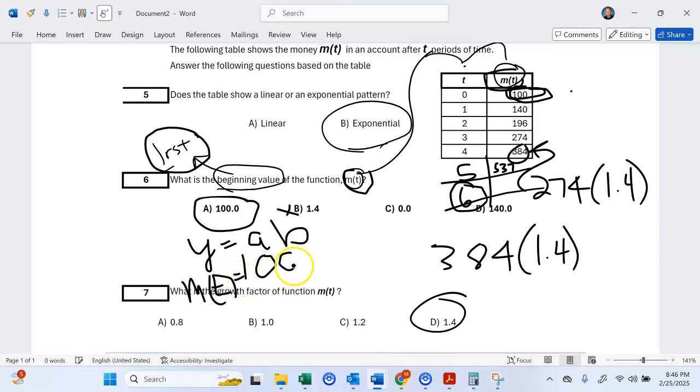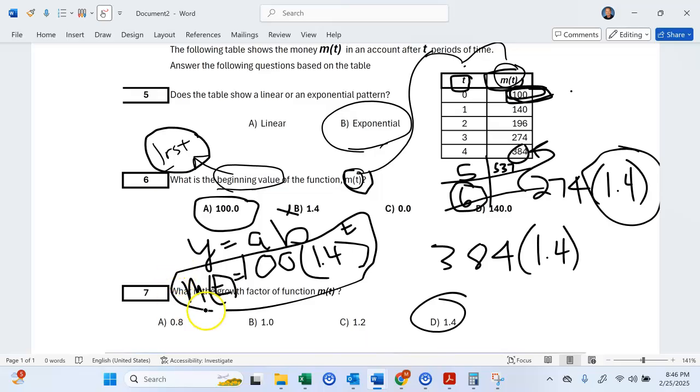equals, so the starting is 100, right? That comes from right here, okay? And then the b is the growth factor. Well, we know that that's 1.4, so that's going to be 1.4. And then it's going to be how many times it happens. Well, in this case, that's t for us, so it'd be like that. I'm sorry for the sloppy writing, but that's going to be this one right here.